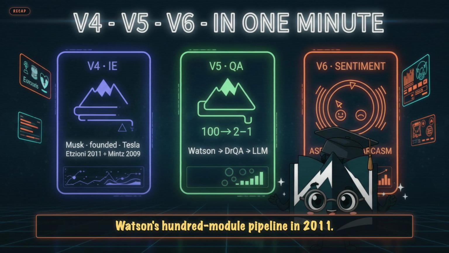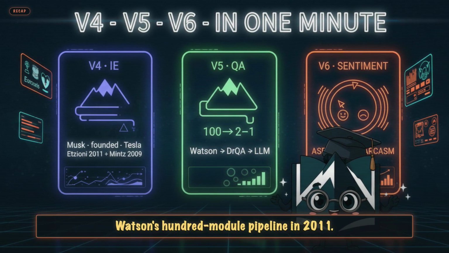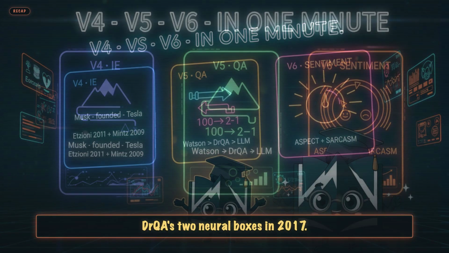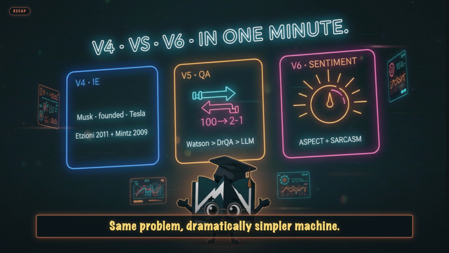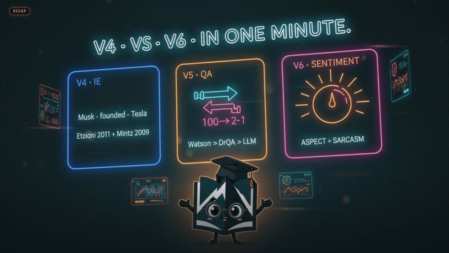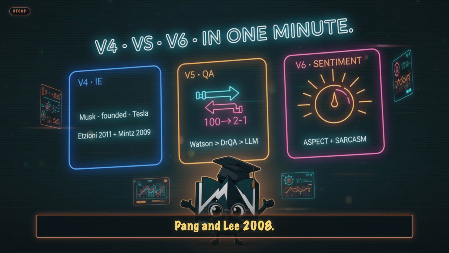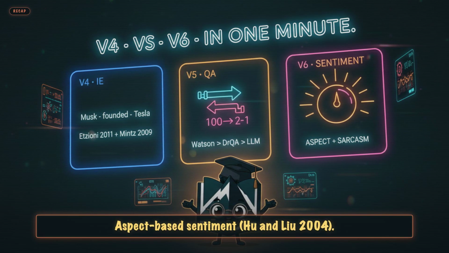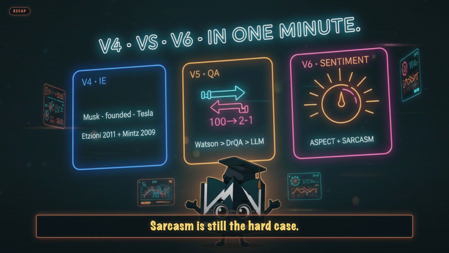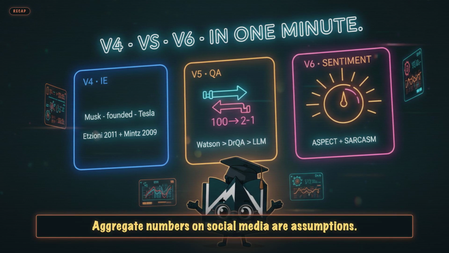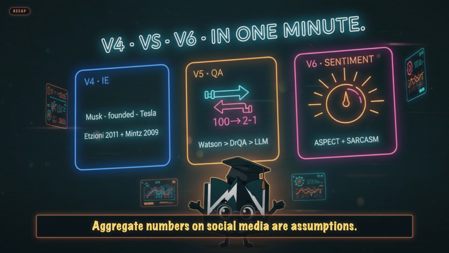Video 5. Question answering. Watson's 100-module pipeline in 2011. DrQA's 2 neural boxes in 2017. LLM RAG today. Same problem, dramatically simpler machine. Video 6. Sentiment analysis. Pang and Lee 2008. Aspect-based sentiment. Hu and Liu 2004. Sarcasm is still the hard case. Aggregate numbers on social media are assumptions.